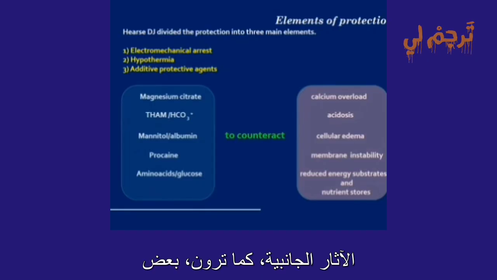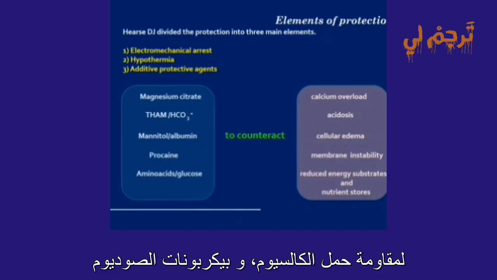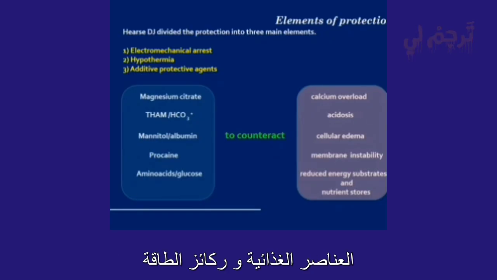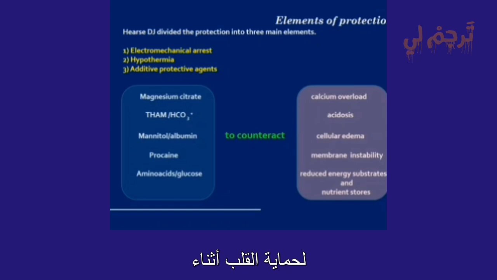As you can see, some of the protective agents such as magnesium to counteract calcium load, bicarb to counteract acidosis, nutrients to counteract the reduced state of nutrients and energy substrates, various additive agents need to be added in order to protect the heart during ischemia.